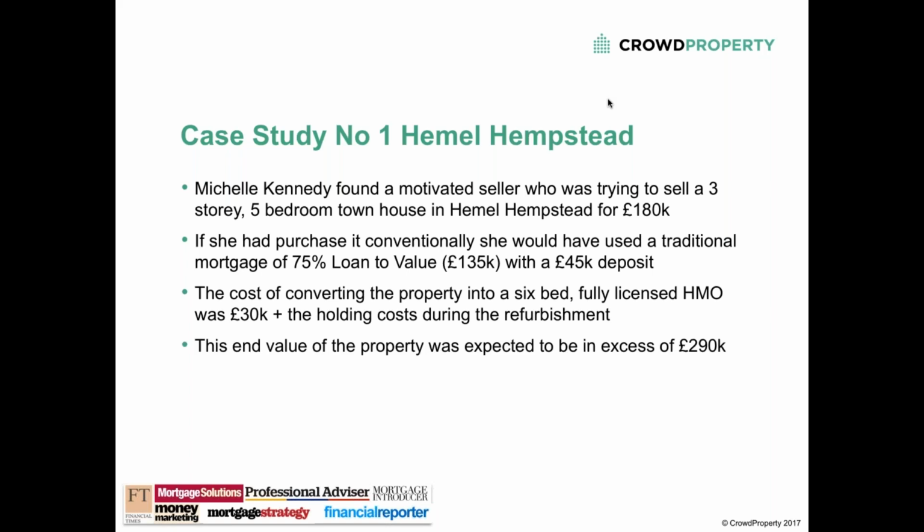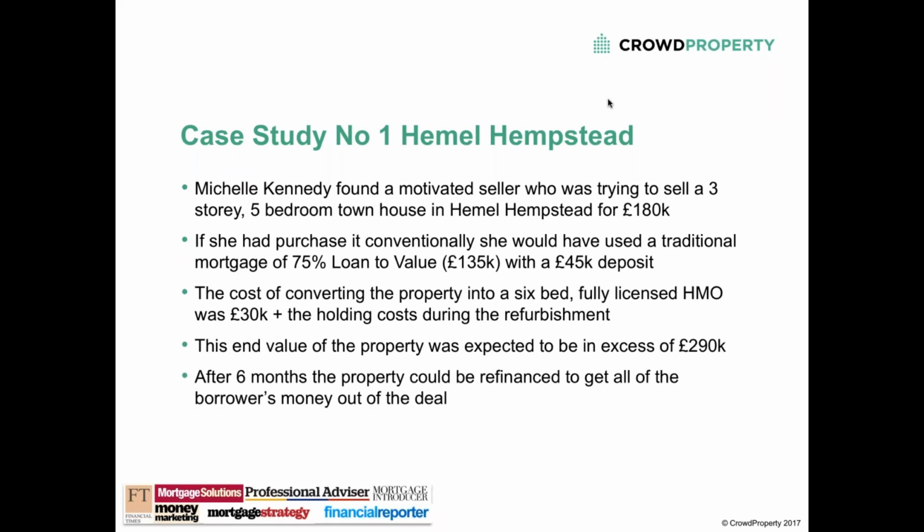Now, the end value of the property was expected to be in excess of $290,000 in good condition. This wasn't in very good condition, but if it was in good condition, done up as a normal house, it'd be worth $290,000, so it'd be worth even more as an HMO. After 6 months, the property could have been refinanced to get all of her money out. So buying at that price, spending that amount of money would have worked really well, and she could get all her money back, which is a pretty good way to do it.